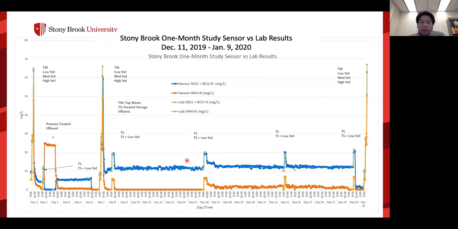And how about the ammonium measurement? For the ammonium measurement, the lab data is the orange color, and the sensor data is a deep orange color. Let me say, they almost overlap with each other. Here we can see some discrete lab data, but the deep color is from the sensor, okay? Basically, most of the signal from both lab and the field sensor reading is very similar, very close.